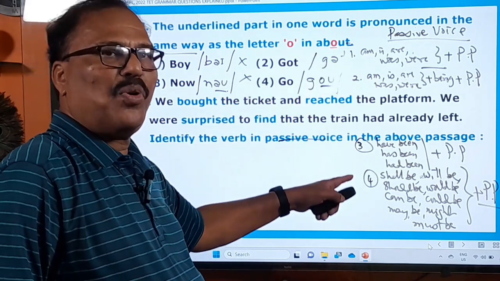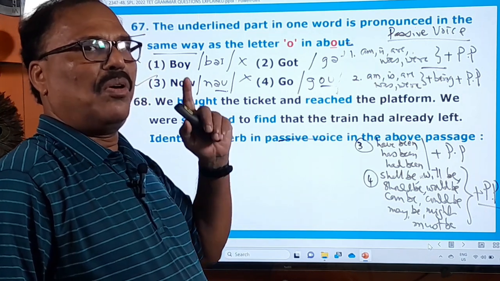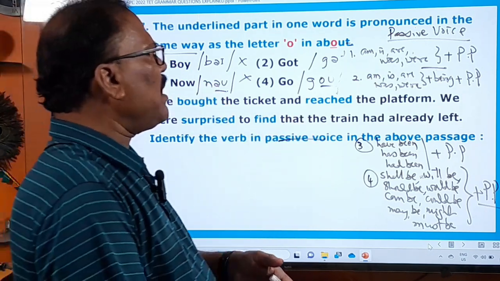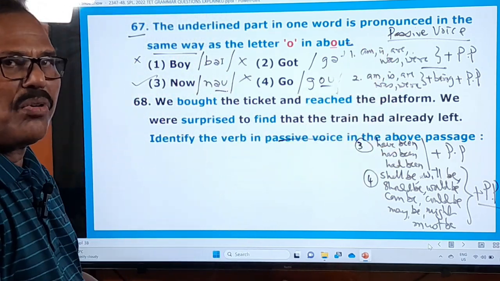Please keep these four points in mind whenever you are asked to show the sentence or the part of the sentence in passive voice. You must immediately remember these four things. Please keep these things. Now let us see the answers. You only can tell me that.